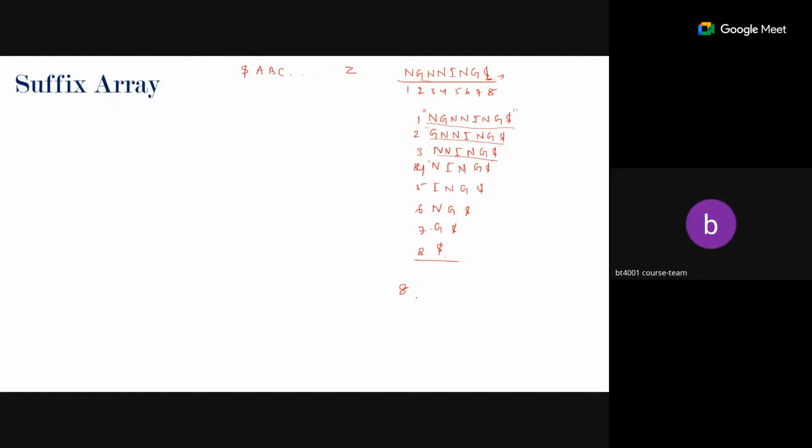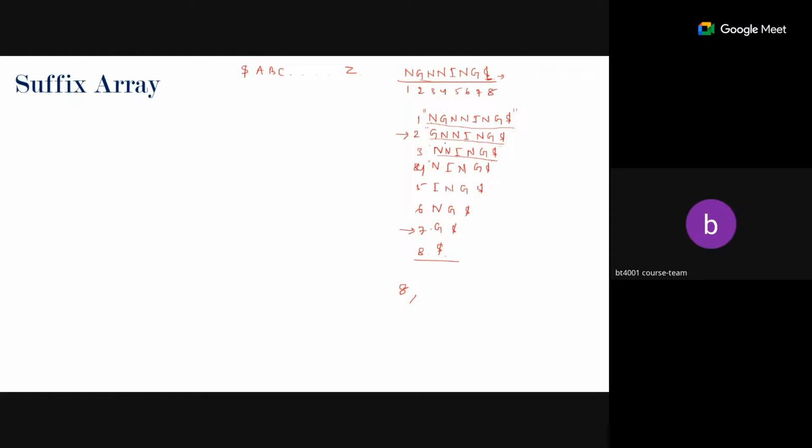8 will come first. Then which will come first? So let's go A, B, C, D, E, F, G. G2, so 2 and 7. Out of these 2 and 7, we have to sort again because we are doing it according to dictionary order. So will 2 come first or will 7 come first?